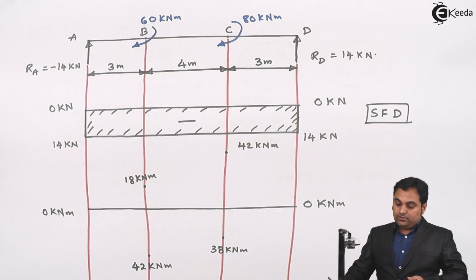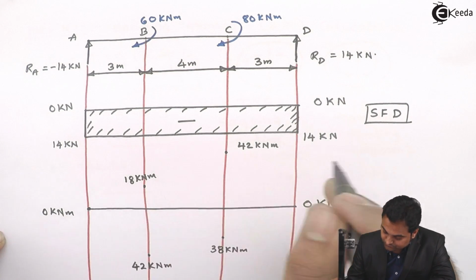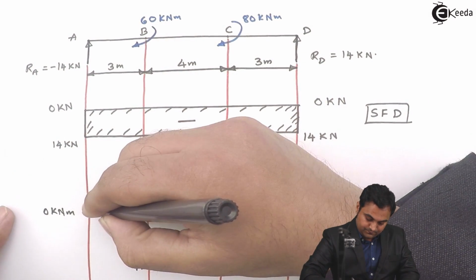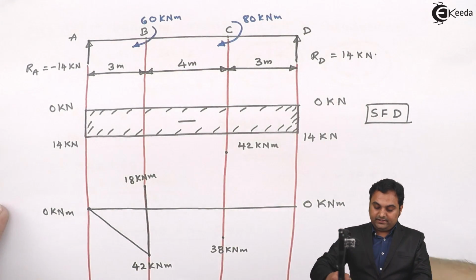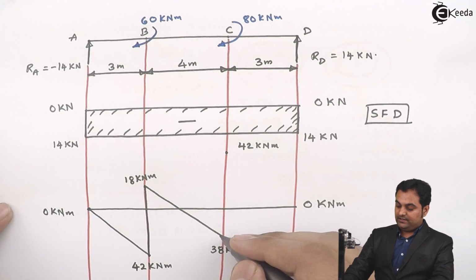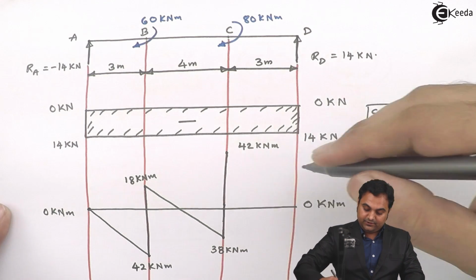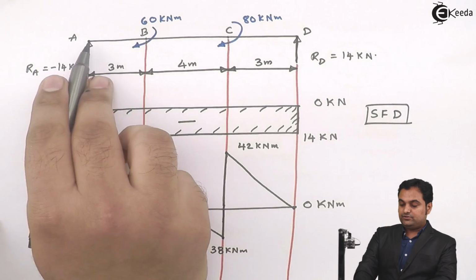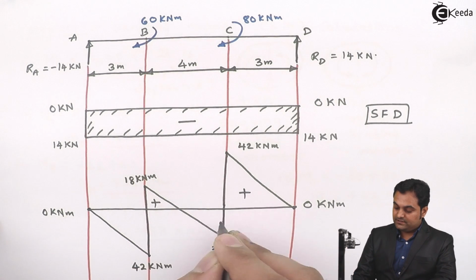So how will I join these? Since there is no load between A to B, bending moment will be an inclined line from 0 to minus 42, so these two points will be joined. Then minus 42 to plus 18, after that from plus 18 to minus 38. And from minus 38 it is up to 42 kilonewton meter. And finally from 42 to D the value is 0. So again there will be an inclined line joining because there is no load between C to D. So here we see that whenever there is no load between two points, that is A to B, B to C, C to D, bending moment will be an inclined line. Plus these are minus values.